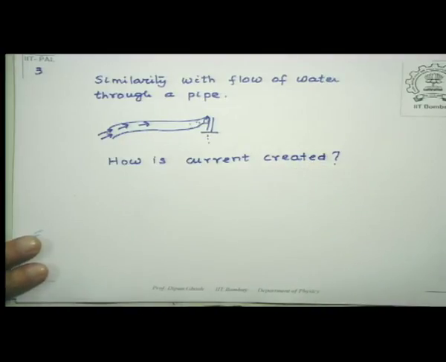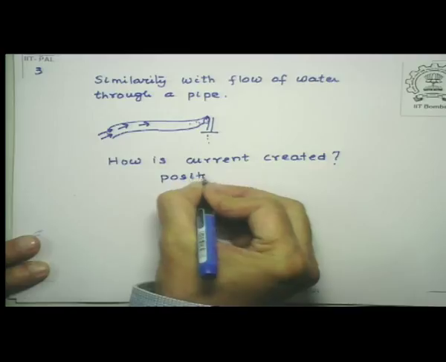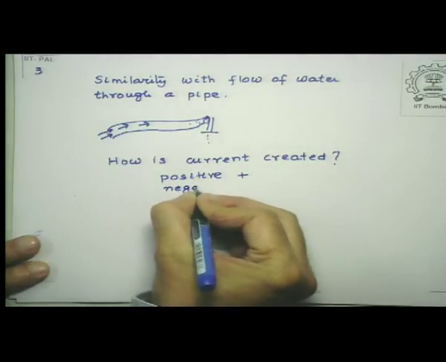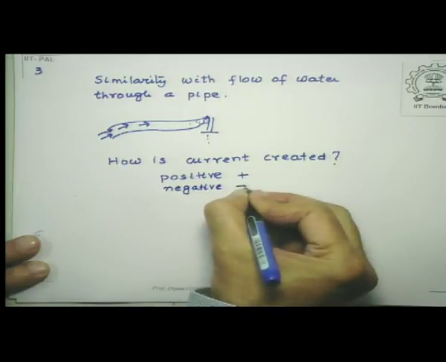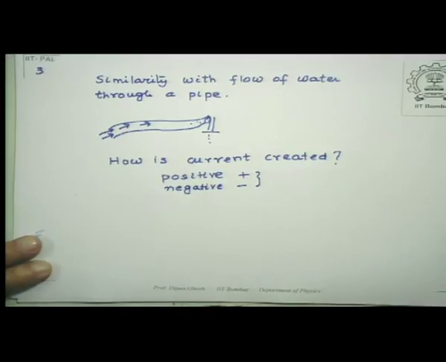So first thing that you have to recognize is that the ability of a material to conduct electricity depends on the property of the material. We know that there are two types of charges. There are positive charges and negative charges. Now what we require is a separation of charges in order to ensure there is a flow of charge.